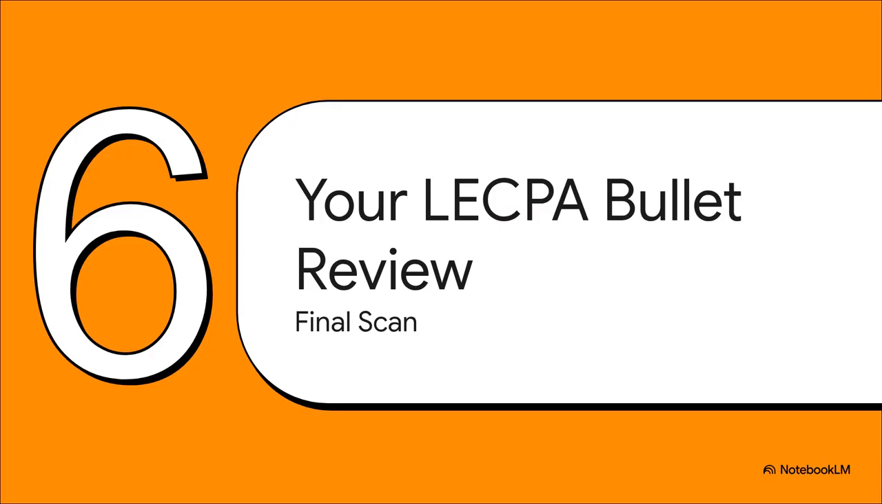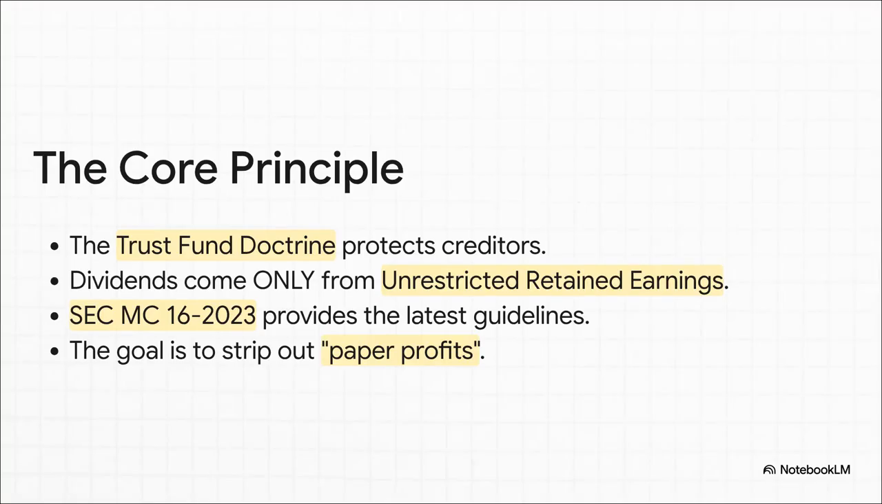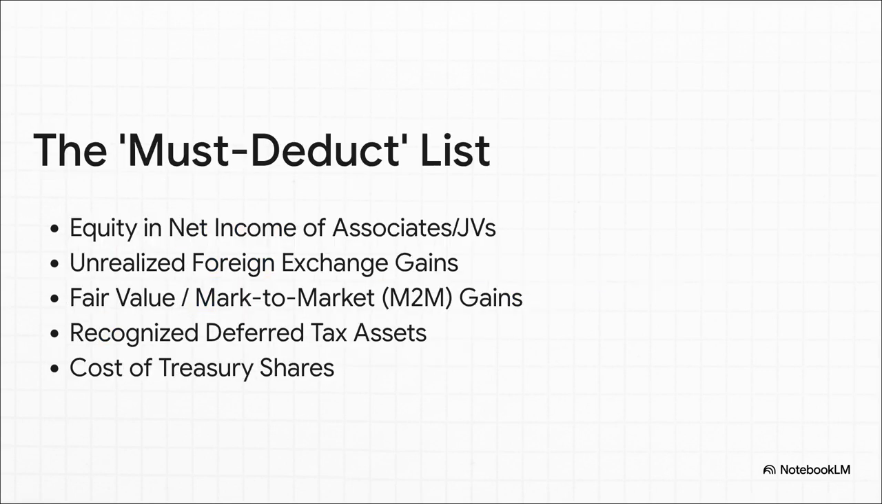Okay, time to switch to high-speed mode. We're going to do a lightning round review to really lock this information in. Maximum retention, zero fluff. This is your final scan before you go test yourself on this. First up, the big picture concepts. It all starts with the trust fund doctrine. That leads to the rule about unrestricted retained earnings. The current guideline you need to know is MC 16-2023, and the whole point of this entire process is to filter out those paper profits. Next, your hit list of deductions. These are the big 5. If you see any of these pop up in an exam problem, a light bulb should go off in your head, and your first instinct should be to subtract them from the unappropriated retained earnings balance.